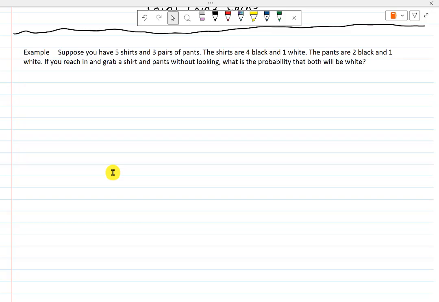So what you can do is set it up like I did before. We're going to be taking a look at the shirt and also the pants. So we want the shirt to be white and the pants to be white. To get a white shirt, that is 1 out of 5, since we're told we only have 1 white shirt. And the pants, we only have 1 white pair, so that is 1 out of 3 pants. And then as before, multiply these two fractions, you get 1 over 15.